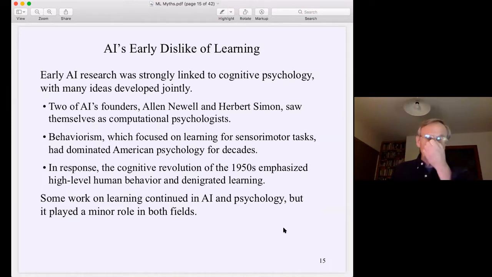So the cognitive psychologists and AI researchers of the 50s said, no, what's really interesting is what's going on inside the head. And it's about what distinguished people from, say, rats and pigeons, the kind of subjects that the behaviorists used. There was certainly some work on learning in AI and in psychology, but it was a relatively minor role in both of those fields.